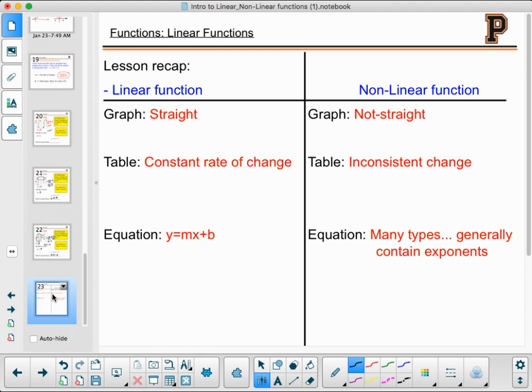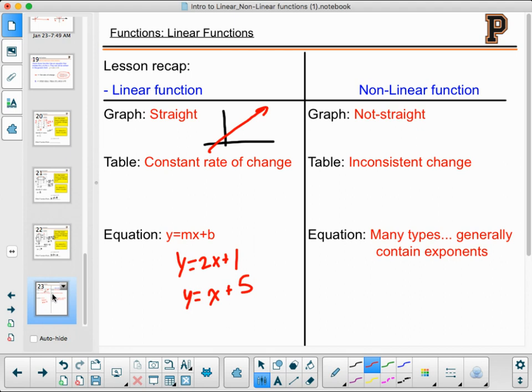Now a little lesson recap. The biggest thing for today was that we understand these differences between linear and nonlinear. On the left side, a graph of a linear function is straight. You've got something that increases at a consistent rate. The table is going to have a constant rate of change, and your equation can always take the form y equals mx plus b. y equals 2x plus 1. y equals just x plus 5, right? With the m value in that one being 1.